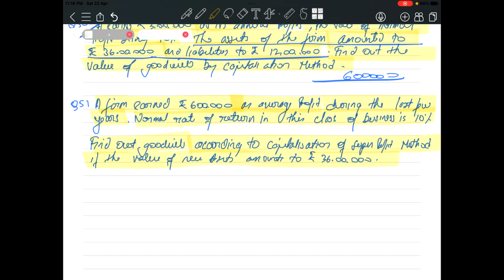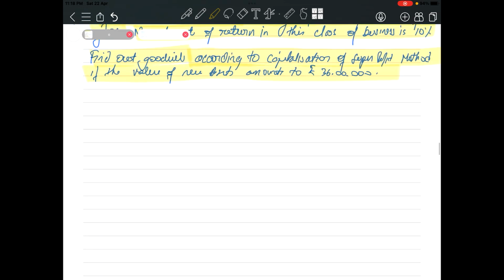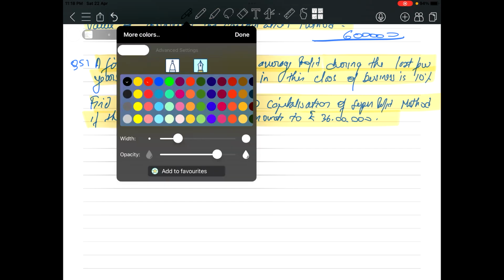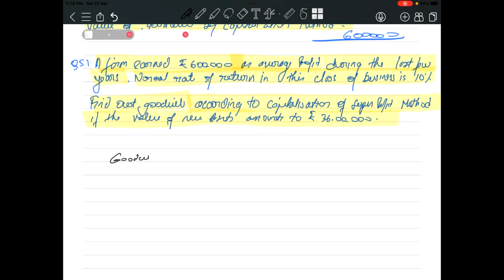We just have to find out the goodwill according to the capitalization method. Forget about the super profit, that is just given to confuse. Let me solve it here. What is the formula of the capitalization method? Goodwill is equal to capital normally required minus capital actually employed.